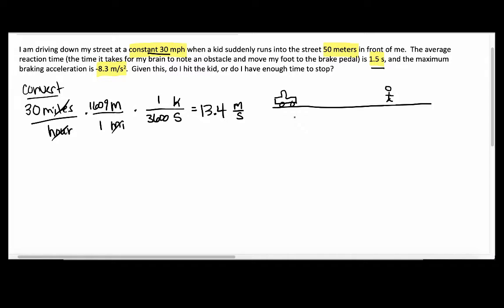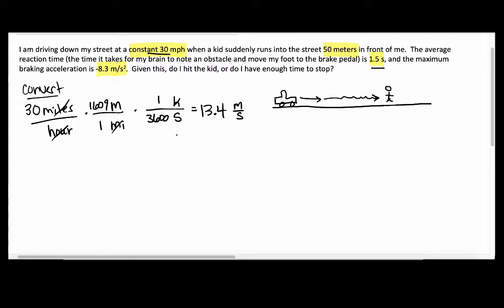So I have two parts that I have to solve for. First, I have to solve for how far my car moves while I'm reacting to the fact that the kid is in front of me. During that time, I'm going at a constant velocity. And then I have the time in which I am screeching to a halt and how much distance I cover while I'm braking. Those two things get added together, and that's going to give us our total distance traveled from when I saw the kid to when I stopped.